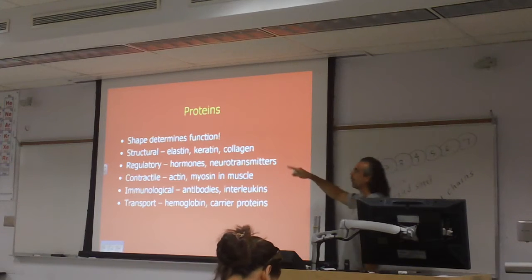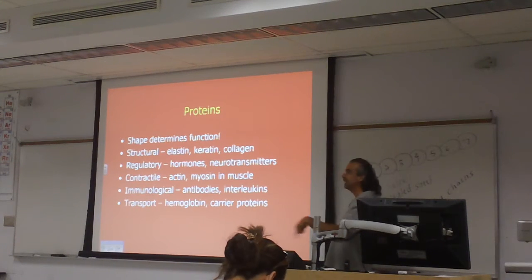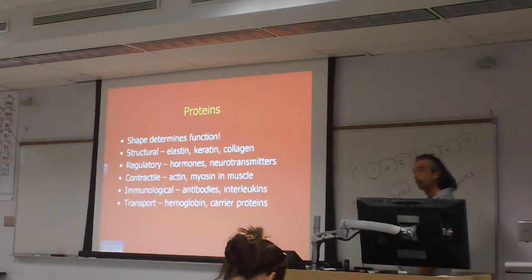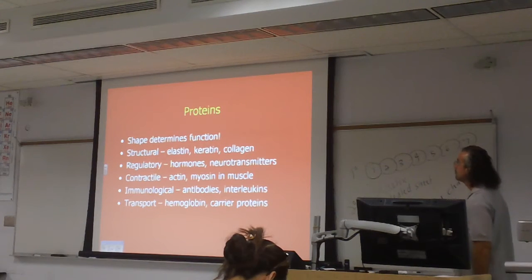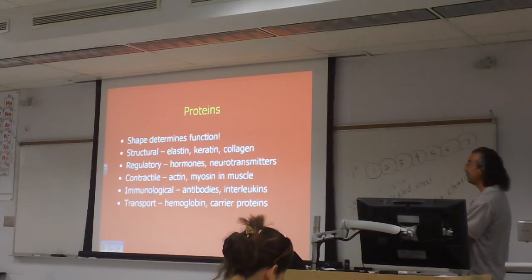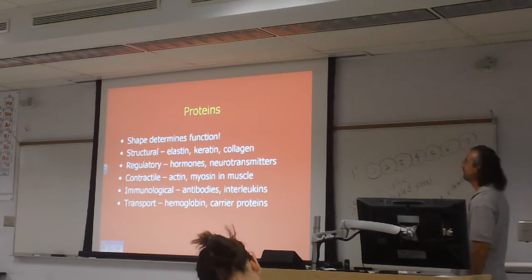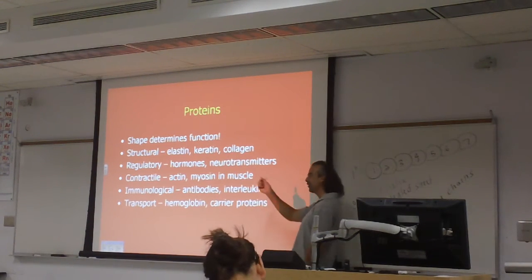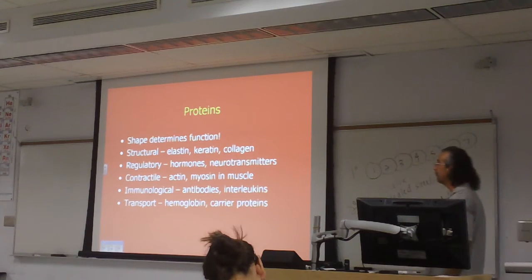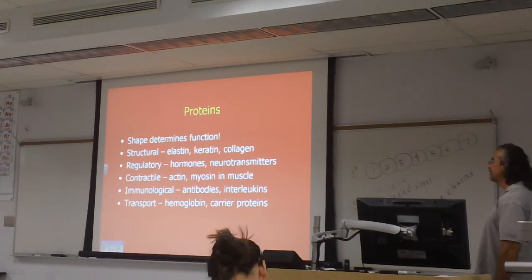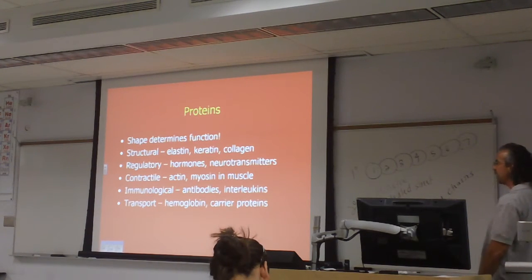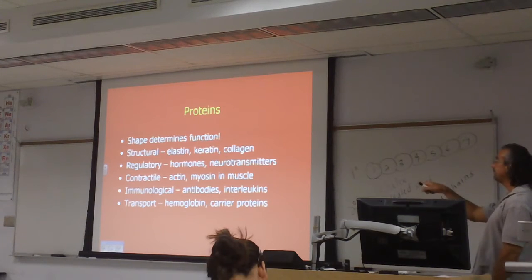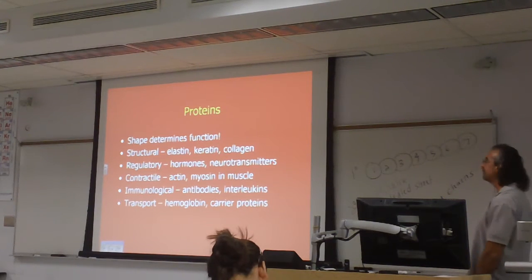We have regulatory proteins. These are proteins used to regulate the human body. They would include things like hormones and neurotransmitters. Then we have contractile proteins. Let's talk about muscle stuff. You have actin and myosin and things of that nature, tropomyosin, troponin, all found in muscle tissue used for contraction. Immunological proteins. These are things like antibodies and your interleukins and things of that nature. So again, it has to do with your immune system. And then we have transporter proteins: hemoglobin, carrier proteins, ion channels, things of that nature.